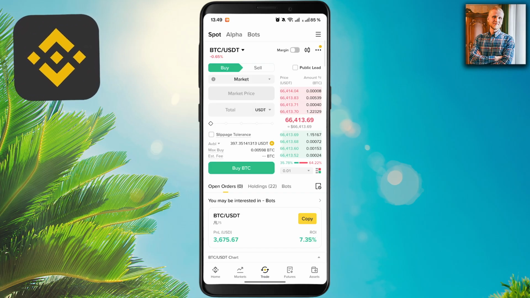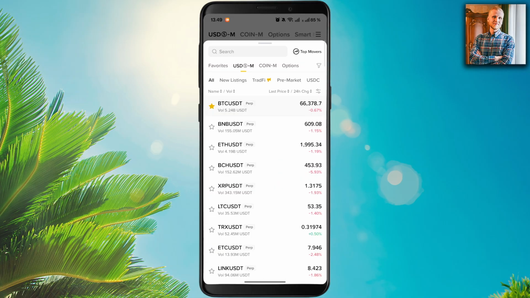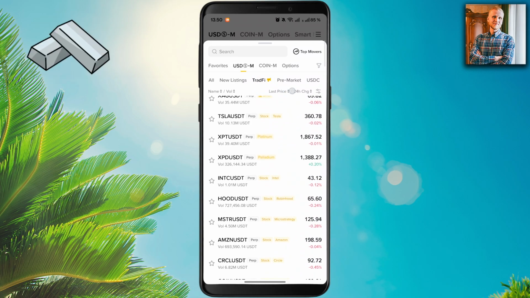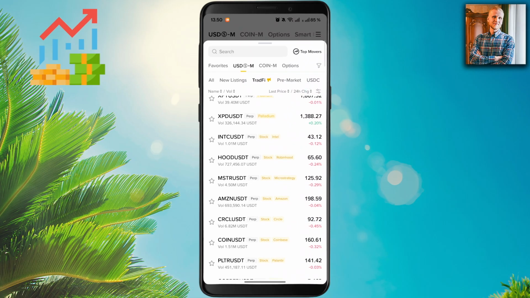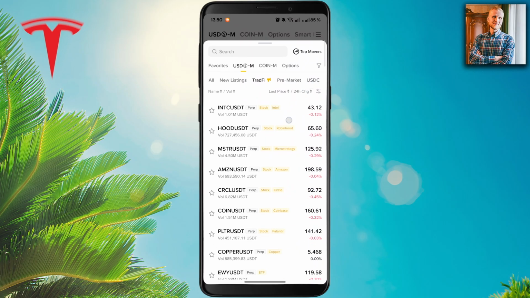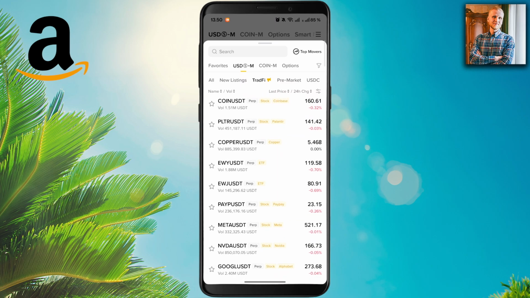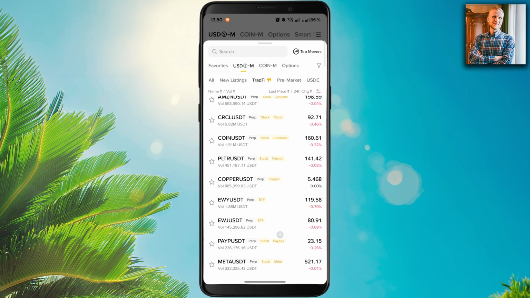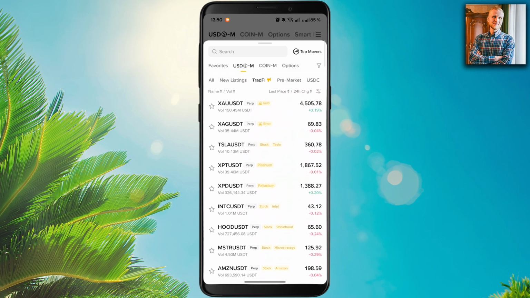Primarily, Binance is a crypto trading platform, but nowadays they also provide derivatives trading products for TradFi, which stands for traditional finance. You can see here gold trading, silver trading, stock trading such as Tesla, Robinhood, Amazon, you name it. And they are also adding more TradFi products regularly.